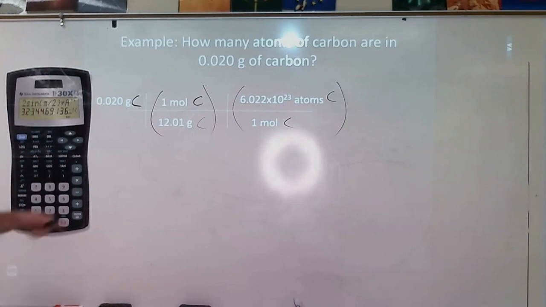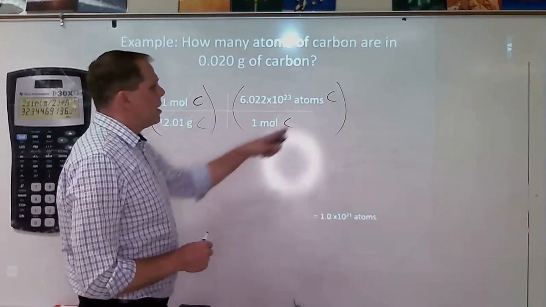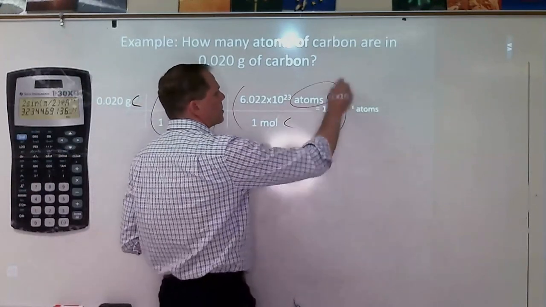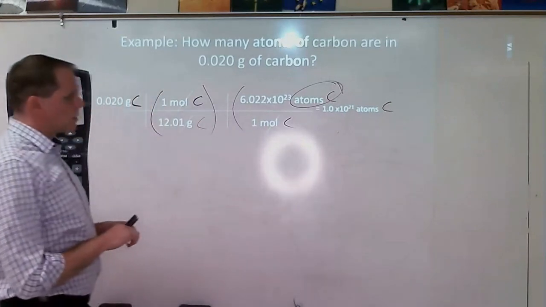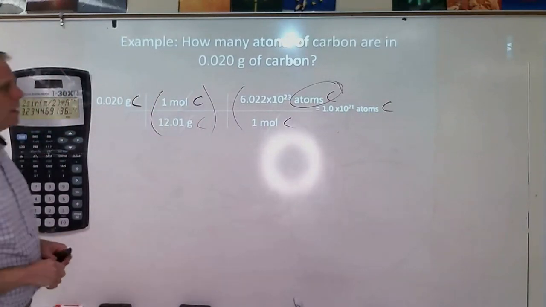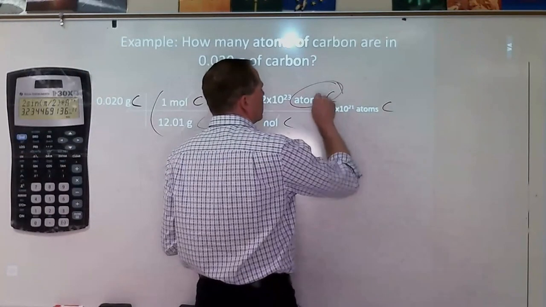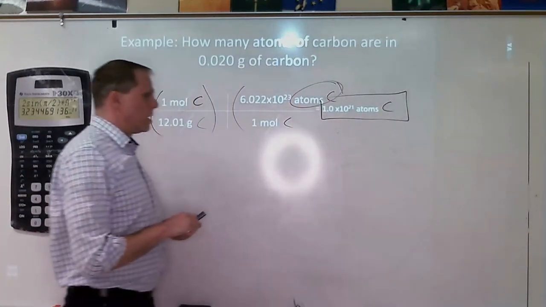And then we can cancel out our grams of carbon. We can cancel out our moles of carbon. We're left with what we're looking for, which was atoms of carbon. So our final answer is 1.0 times 10 to the 21st atoms of carbon. Box that baby up, take it home, and have it for dinner.